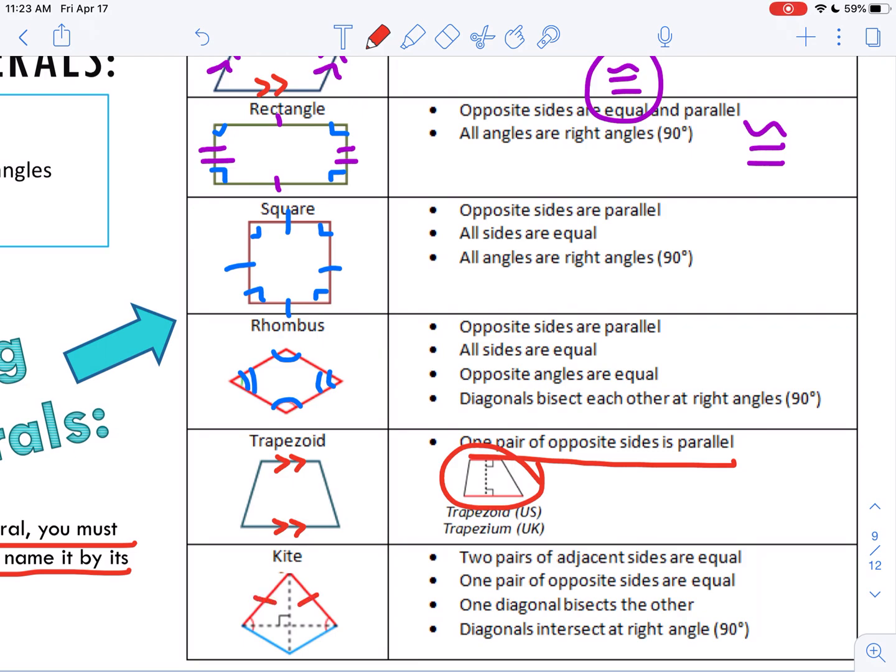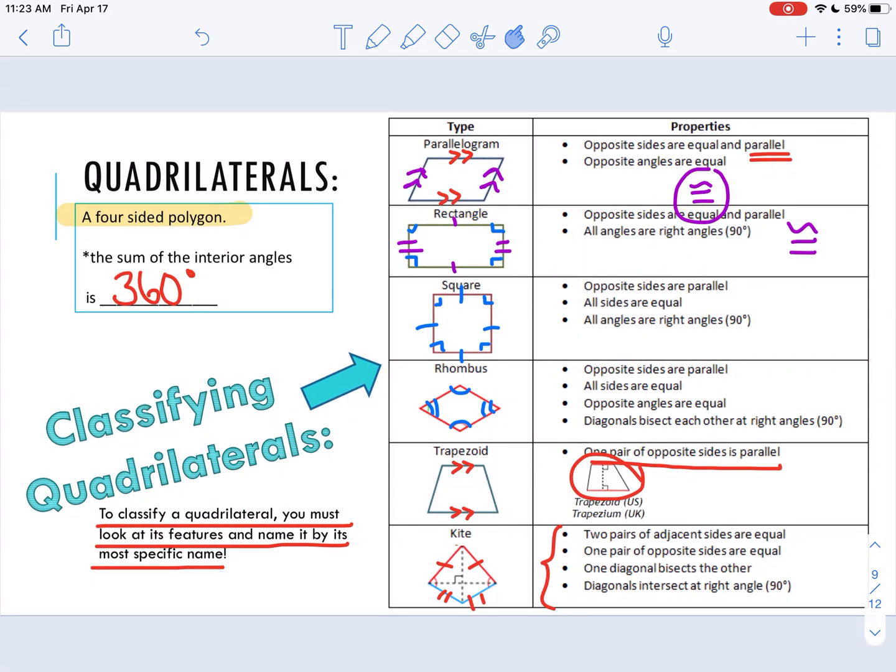A kite has 2 pairs of adjacent sides that are equal. So that would be these 2 sides are equal and then these 2 adjacent sides are equal. Adjacent meaning next to. And 1 pair of opposite angles are equal. One diagonal bisects the other and the diagonals intersect at a right angle. All right. So this definition here for kites is a little bit confusing. Don't get too worried about that. I do want you to just be familiar that there are different names for quadrilaterals.